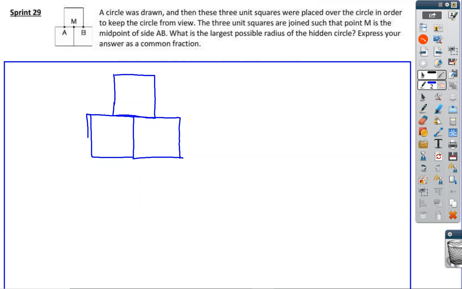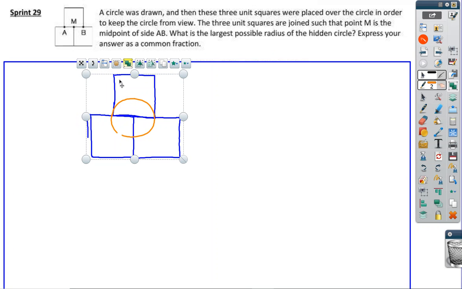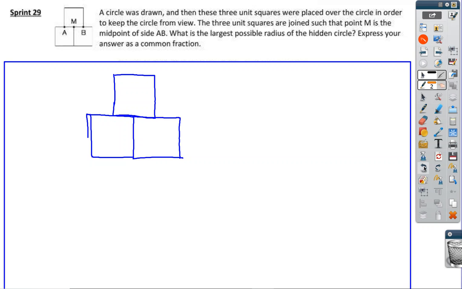And so, first thing we need to realize is that if we have a circle centered around M, well, that's not going to be the biggest circle possible, because I can take that circle, and let's see if I can grab it. It's tough to grab it. Oh, let's break it apart. So I can take that circle, and notice how, when I bring it down, I could have definitely made this circle bigger and still be covered by the 3 squares. So we automatically know that 1/2 is not going to be the largest possible radius that we can have.